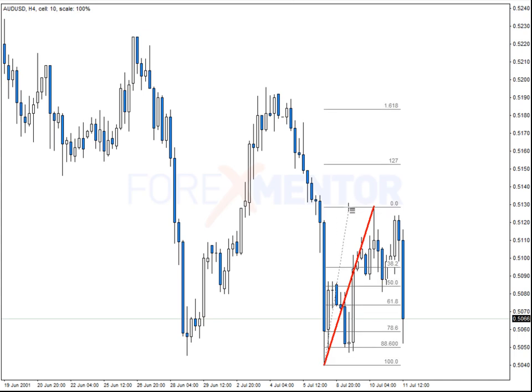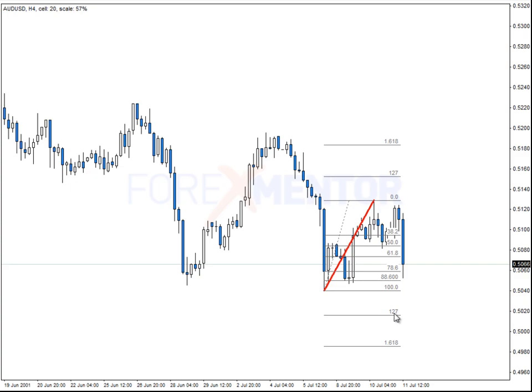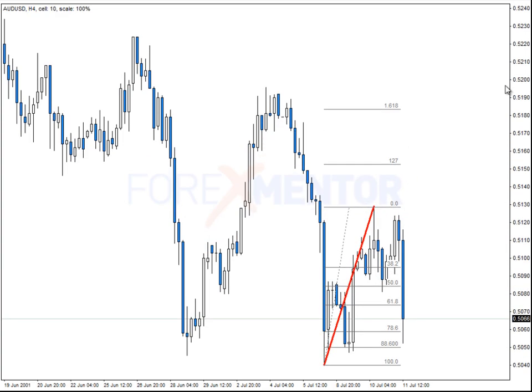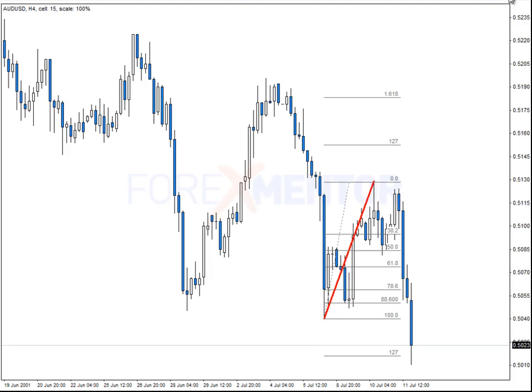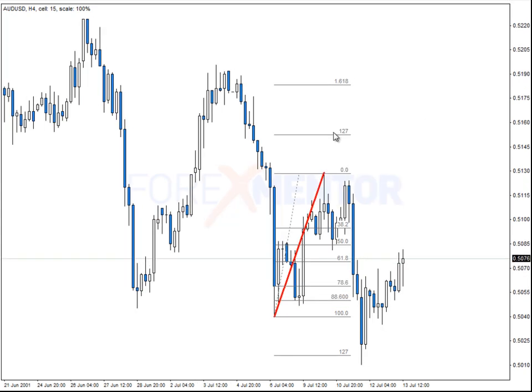Here again, look at your higher time frame swings over your smaller time frame swings when identifying levels, and you can see here we have a 127 extension or projection and a 1618 projection or extension, as well as a 127 and a 1618 on the top side. So we follow price along. You can see we get a spike down into the 127, and we get a nice reaction. Here again, remember, we're not using these in isolation, we're using them with other tools.